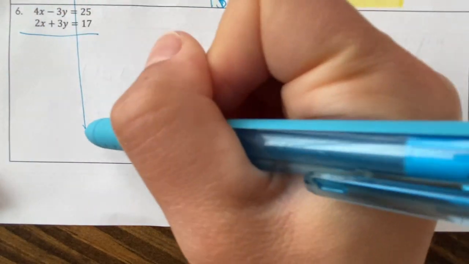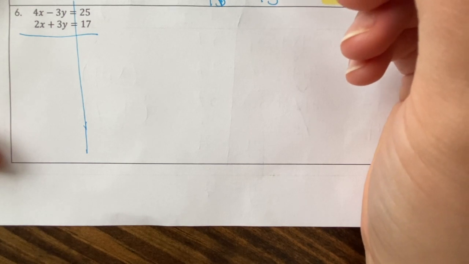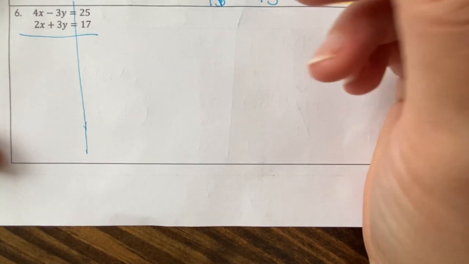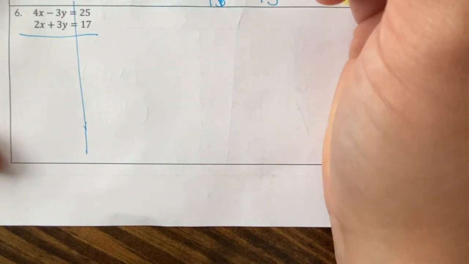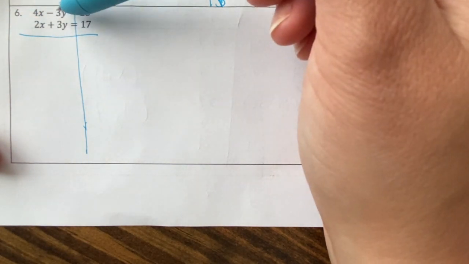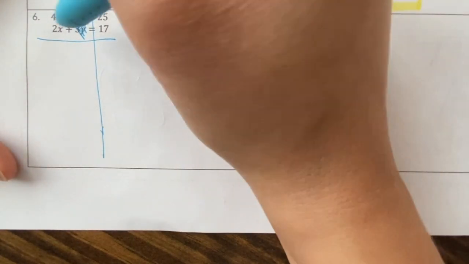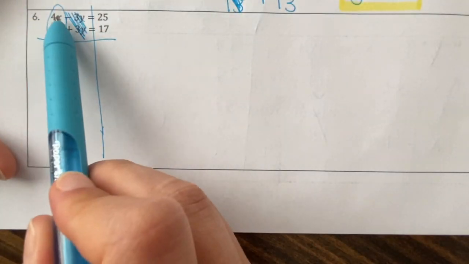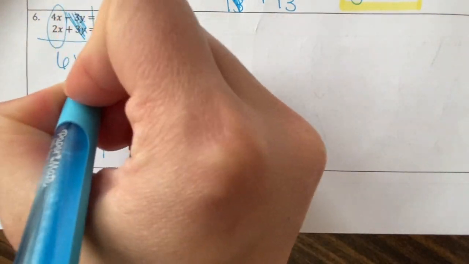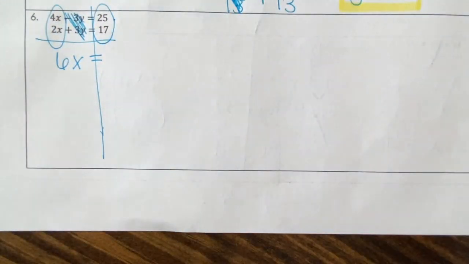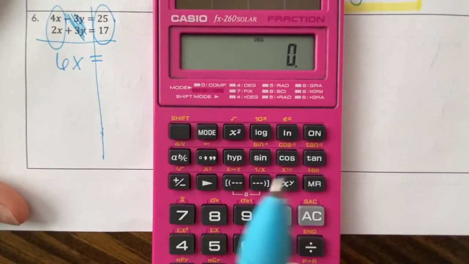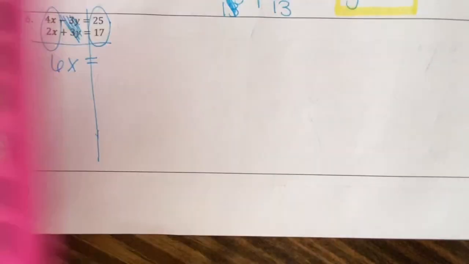Last one. Okay, so as soon as I see this, I know that we're using the elimination method. So we want to eliminate one of our variables. We know 4 and 2 are not opposites. 4 plus 2 is 6. We can't cross out 6. We can only cross out zeros. Negative 3 plus 3, or a minus 3 and a positive 3, we know those cancel. So you're going to cross those out. And then you're going to combine your x's together. 4 plus 2 is 6x. 25 and 17, let's see what that's equal to. 25 plus 17 is 42.